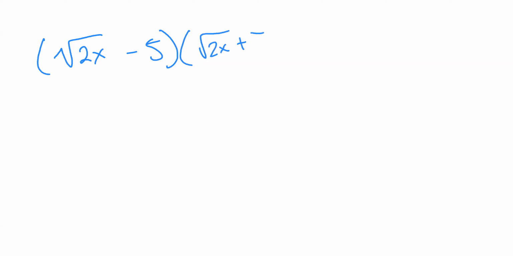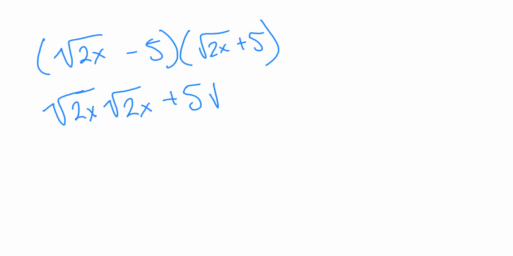And you're going to notice that these two pairs have a special relationship, being that the only difference is that the first two are being subtracted, the second two are being added. So again, we're going to use that distributive property. We've got root 2x times root 2x, and then we've got 5 times root 2x, and then we've got negative 5 times root 2x, and then we've got negative 5 times 5, which is going to be negative 25.